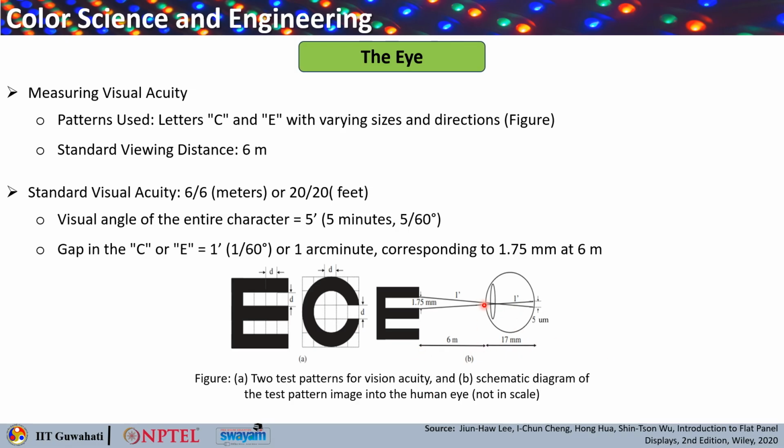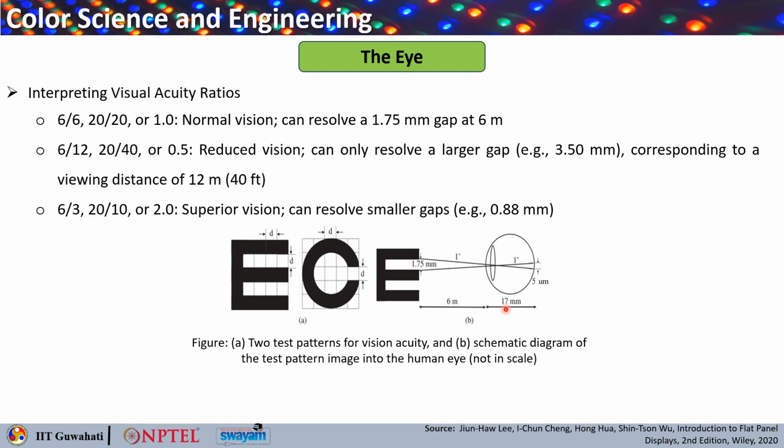So, the length of your eye, or you can say cornea to retina, is around 17 mm. So, this is that 1 minute angle. So, this basically gives you a 5 micron area on the retina.